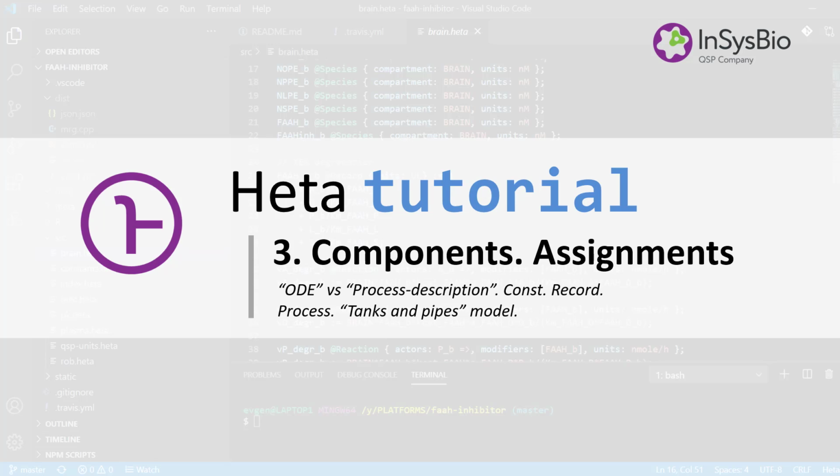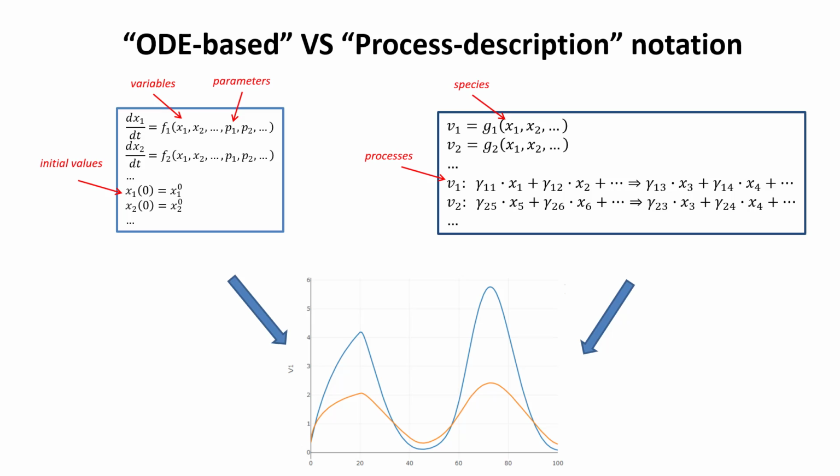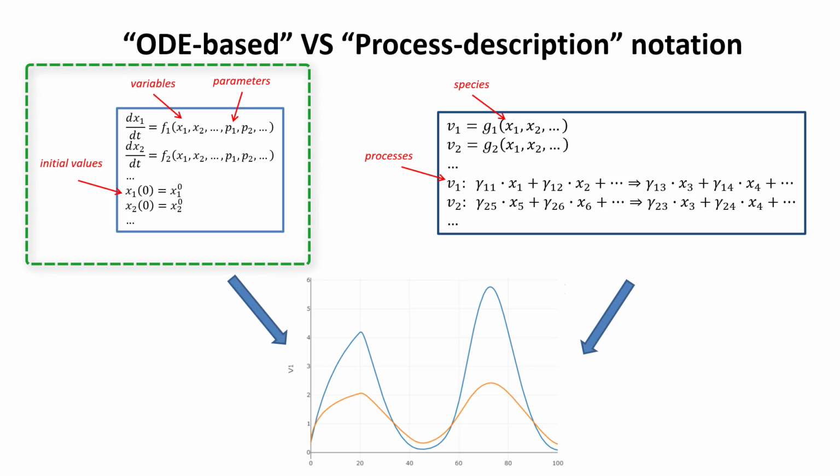Today we will talk about the Heta components and how they describe a dynamic system. We will also talk about the mathematical expressions and assignments. As you know, the straightforward way to describe the evolution of a system is to write ODEs. In other words, in terms of variable, parameter, event, and so on. You can solve it starting from some initial values using numerical methods or sometimes analytically.